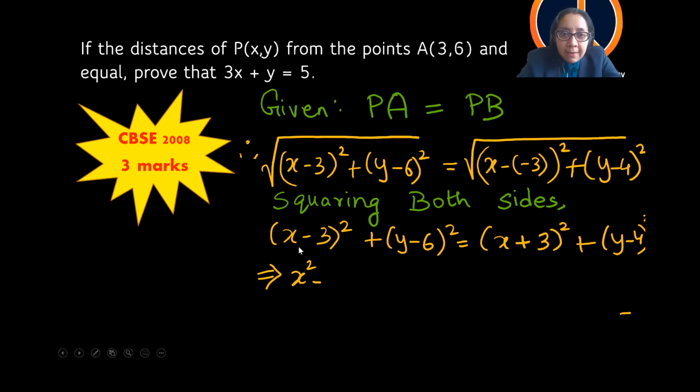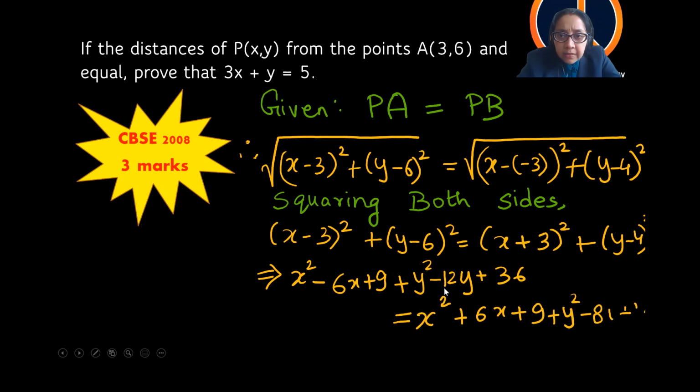So it is x square minus 6x plus 9 plus y square minus 12y plus 36. Okay, it is becoming x square plus 6x plus 9 plus y square minus 8y plus 16. So it's just simplification, it's expanding. And then you get the value.